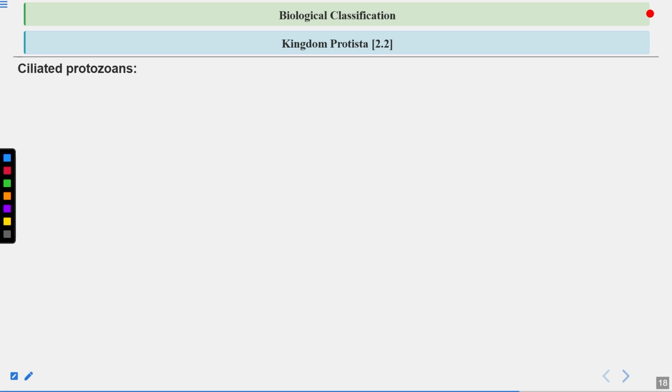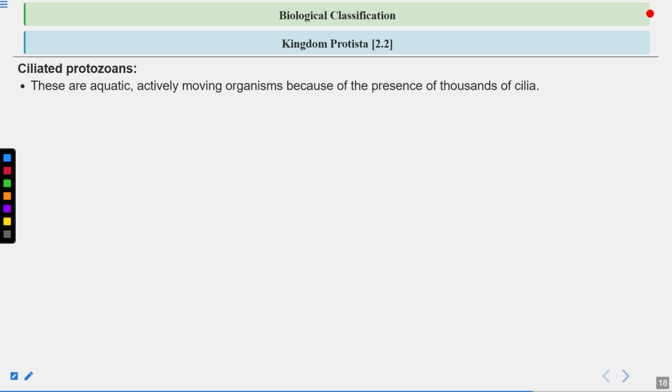Now, ciliated protozoans, obviously, will have cilia. The example is Paramecium. These are aquatic. They are actively moving organisms because of the presence of thousands of cilia. What is the function of the cilia? They help in locomotion and also in feeding. Ciliated protozoans have a cavity known as a gullet that opens to the outside of the cell surface.